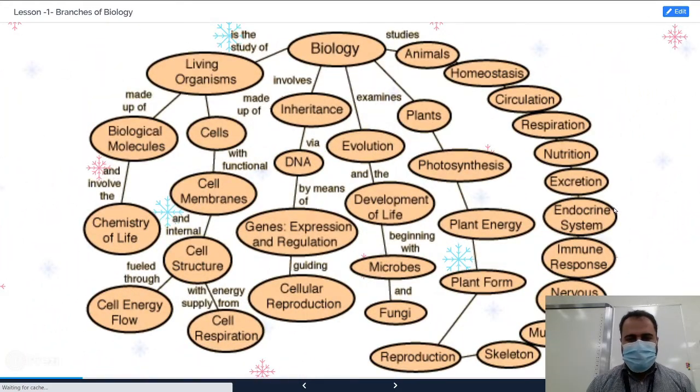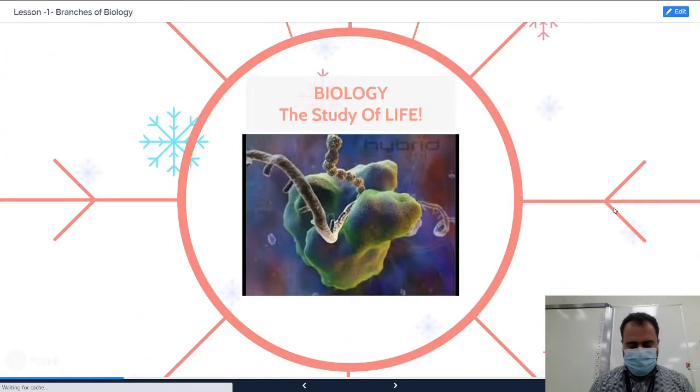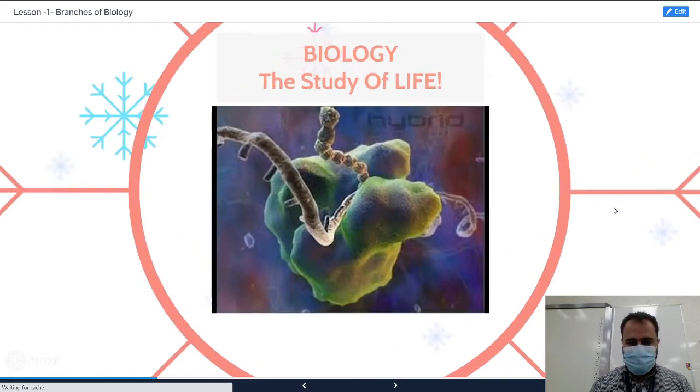In this concept map, as you can see, we have biology at the top. Biology talks about animals, living organisms, plants, and inheritance, how we take features and characteristics from our parents. So it's not only about studying living organisms, it's studying living organisms and what is related to them, including where they live, what they eat, and how they interact with each other. As we said, biology is the study of life and everything related to life.